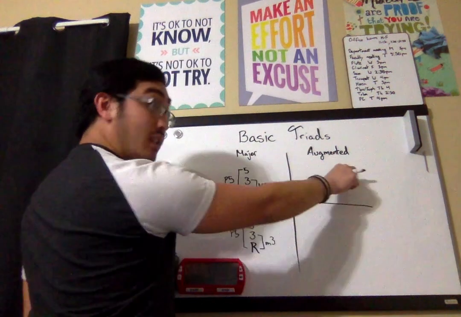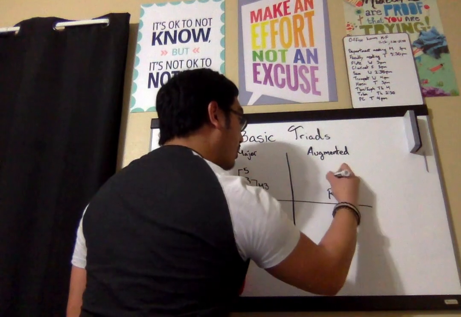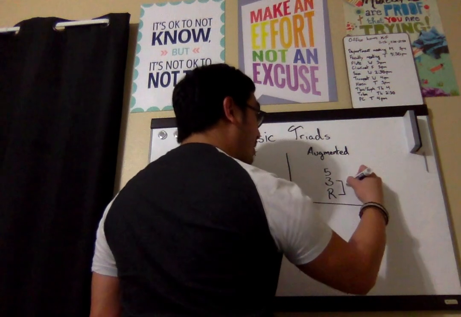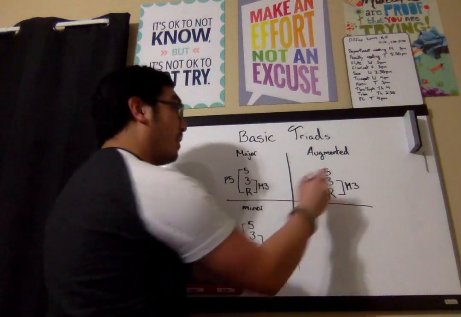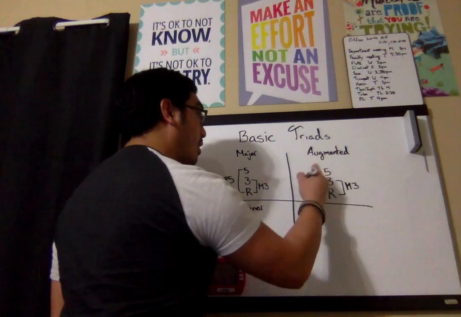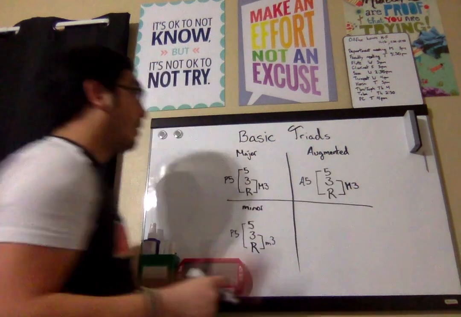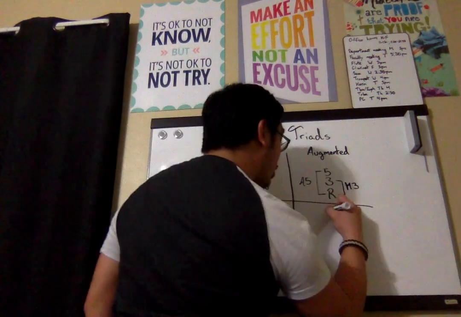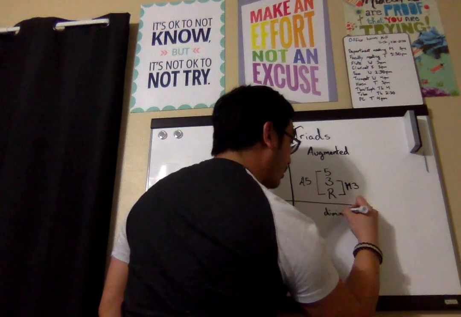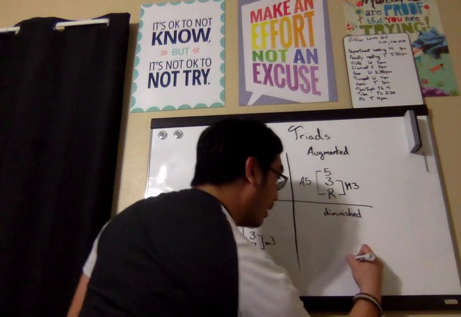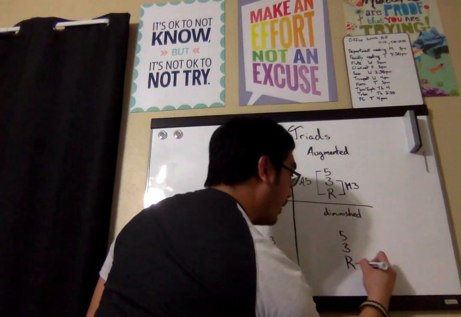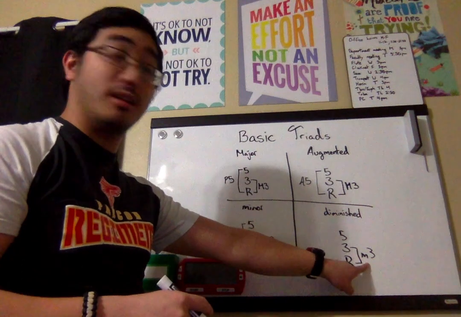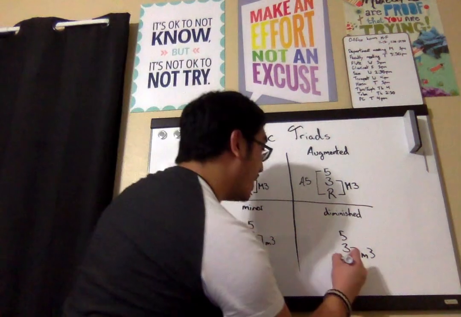For an augmented triad, you still have a root, third, and a fifth. The root to third is major. The root to fifth is augmented. The A is capitalized for augmented fifth. For a diminished triad, there is a minor third. Again, the lowercase m means minor. Root to fifth is diminished.